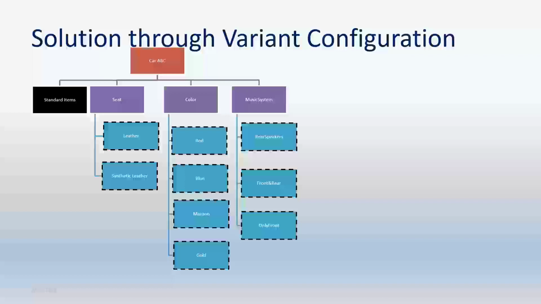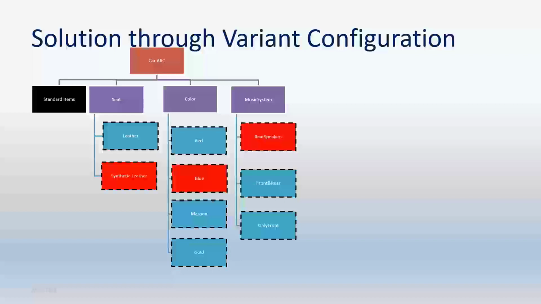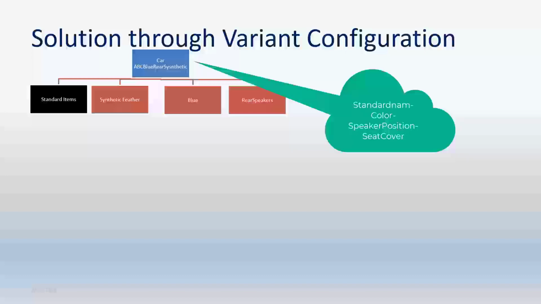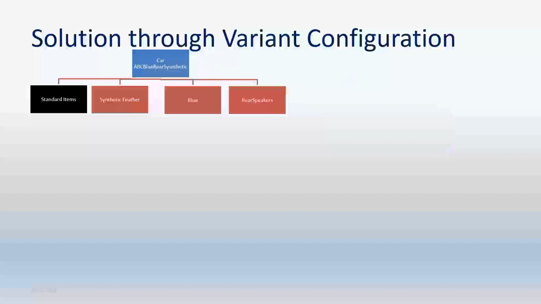In the example as shown in the figure, customer selected synthetic leather for seat covers, blue color for body of car and rear speakers. The bill generated from this selection looks like figure shown here. The variant, that is the resulting product after customer selection, is identified uniquely on basis of a naming convention. Corresponding bill and routing are mapped to this variant.